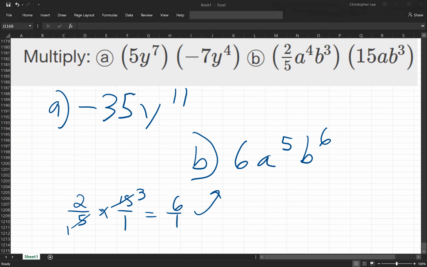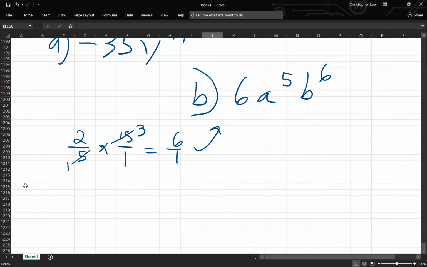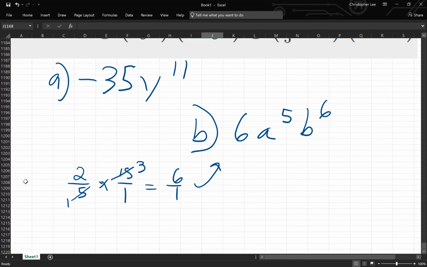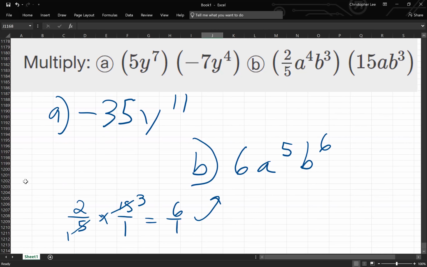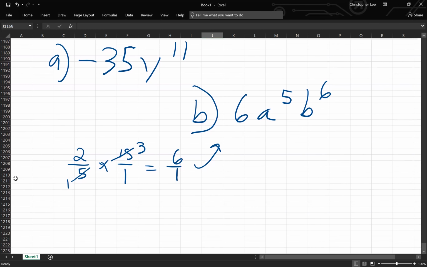All right. So which one? A to the 5th. So I have A to the 4th times A to the 1. Remember when we multiply the powers, we're gonna add them, right? So that's gonna be A to the 5th. Same thing with the B to the 3rd times B to the 3rd. We're just adding the 3 plus 3 to get 6. That's it.